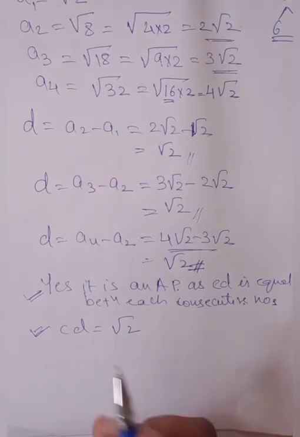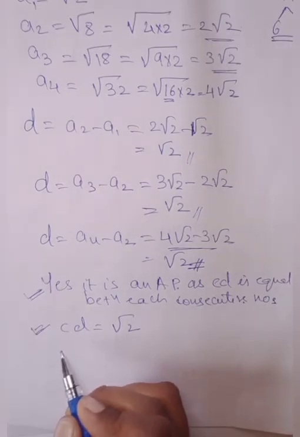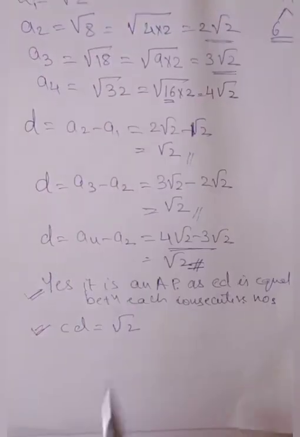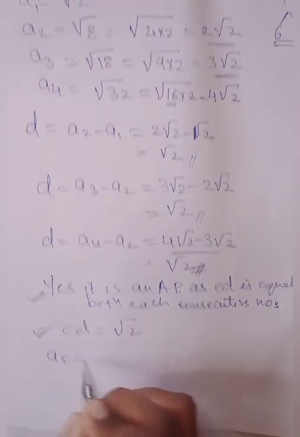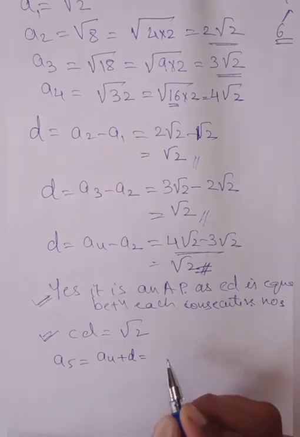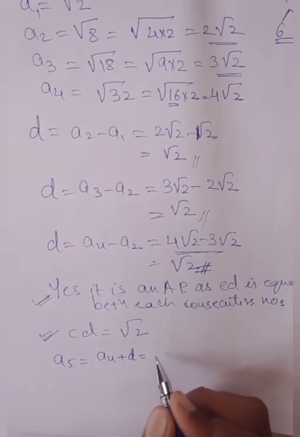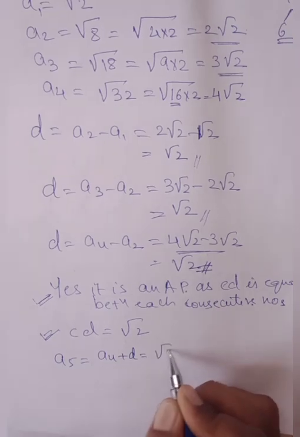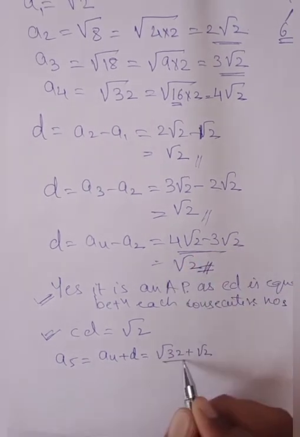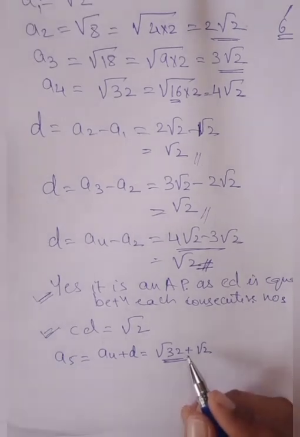And for the third part, what are you asked here? The next 3 more terms. Up to now, how many terms are you given? 1, 2, 4 terms you are given. Next, a5 is equal to a4 plus the difference. Very simple. What is a4? A4 is root 32. You should not just write root 32 plus the difference root 2. You need to calculate once again. Instead of only writing this, of course you can write and solve once again, which is better.